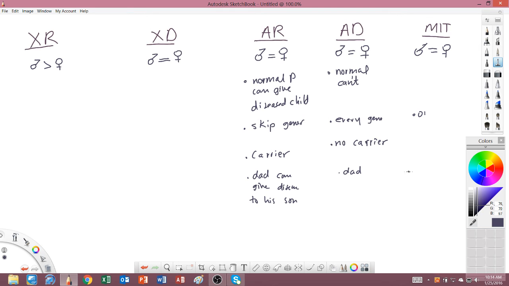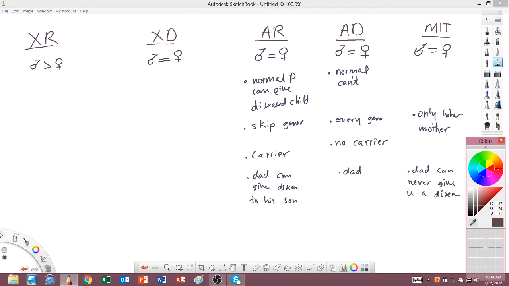In mitochondrial diseases, dad can never give you a disease. I'll explain why that is. You can never inherit mitochondrial disease from a father. Never, ever. Very good. Mitochondrial diseases are only inherited from who? From mother. They're only inherited from mother. You can never inherit it from dad. Okay, I'll come back to that.